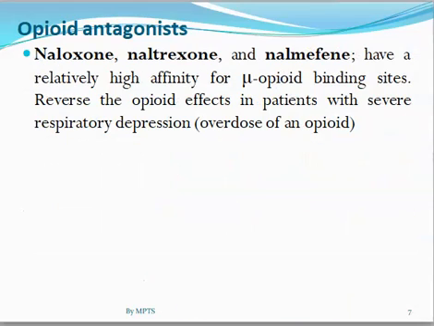Now, of course, let us look at the opioid antagonists. The common one used is naloxone. Others are naltrexone and nalmefene. They have relatively high affinity for mu receptor binding sites and reverse the opioid effects in patients with severe respiratory depression, or what we call opioid overdose.